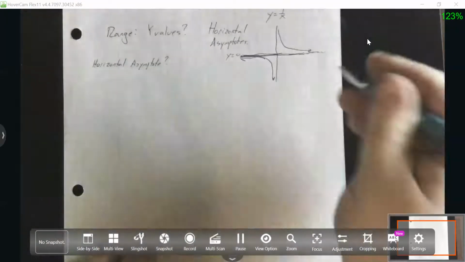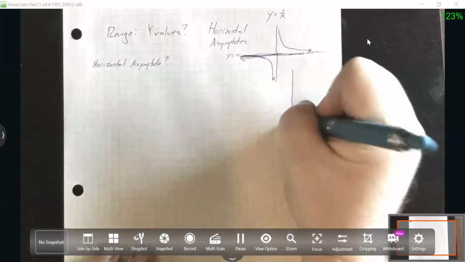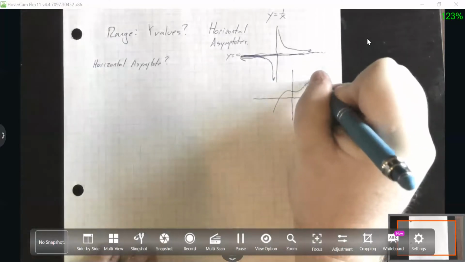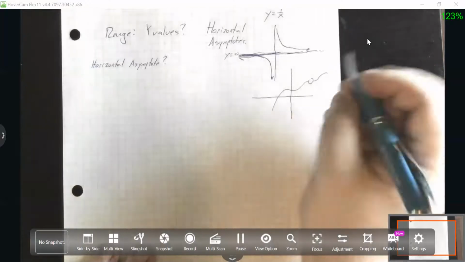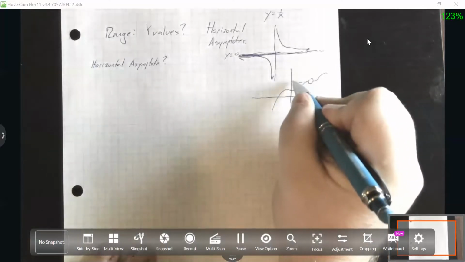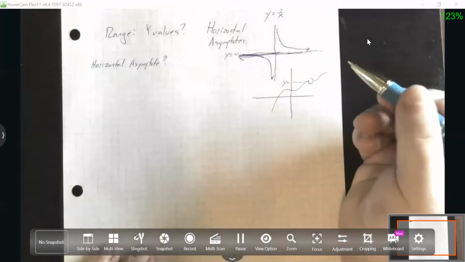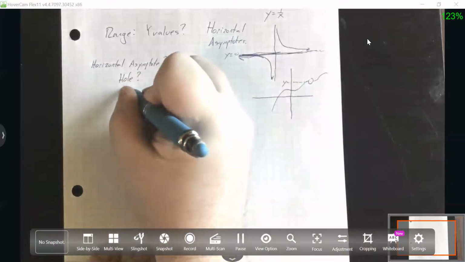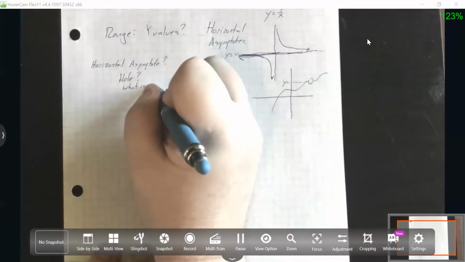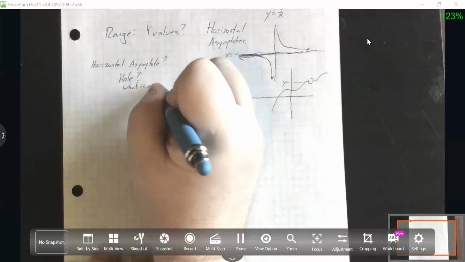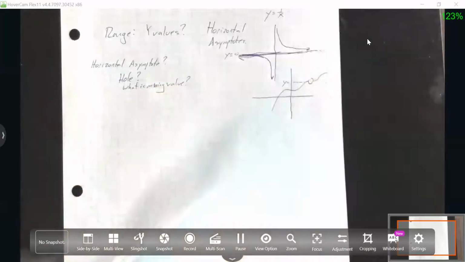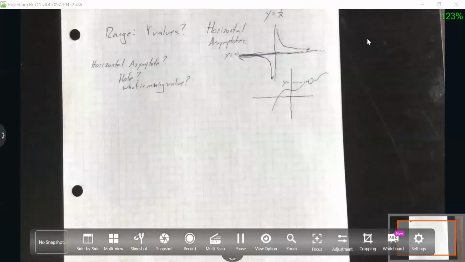Our second problem is we just got done talking about discontinuity. So what if we have a graph that does stuff and then there's a hole in it? That means that hole, that y value, might not exist either. So we also need to figure out, is there a hole? What is the missing y value? So that's what we have to look at to deal with our range.